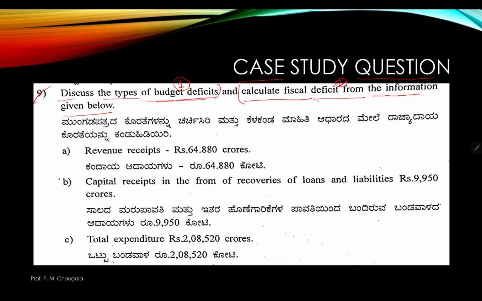Okay, so look at the question. A. Revenue receipts rupees 64,880 crores. B. Capital receipts in the form of recoveries of loans and liabilities rupees 9,950 crores. And C. Total expenditure rupees 2,08,520 crores. So this is about the question given.